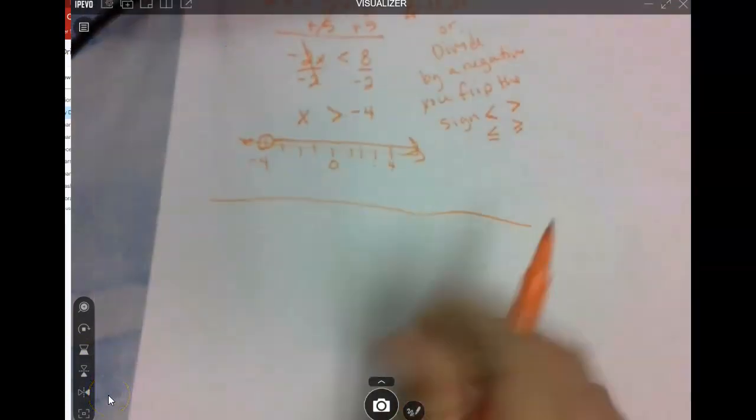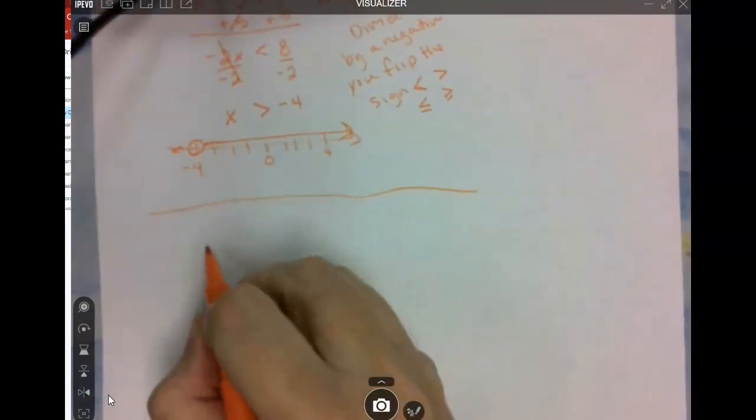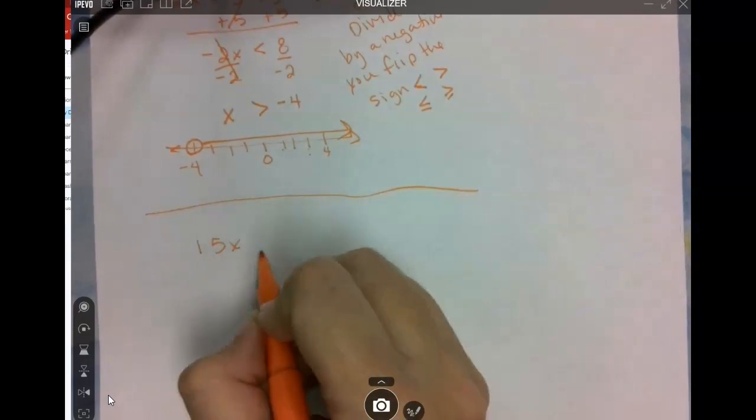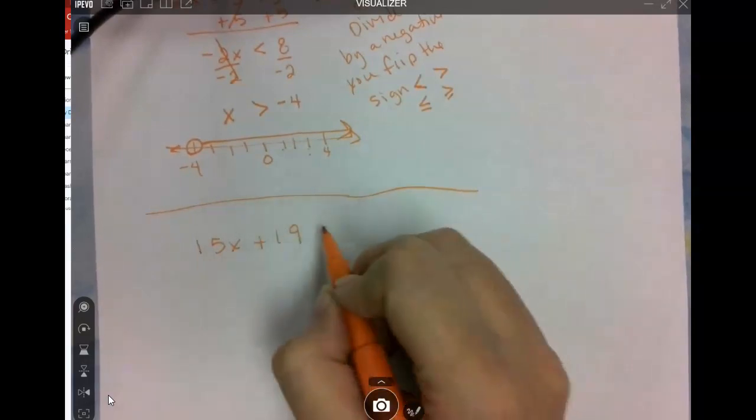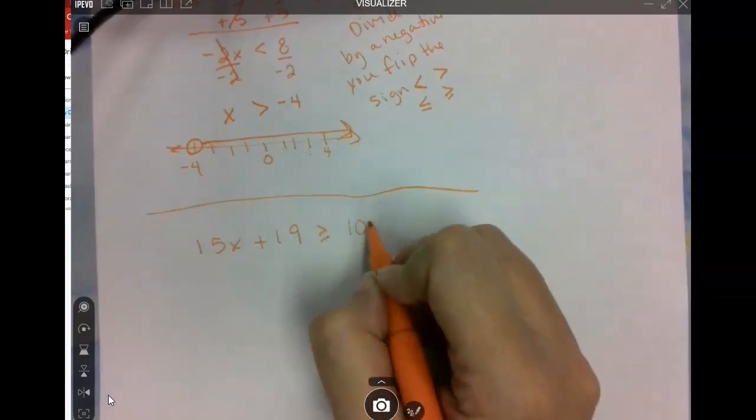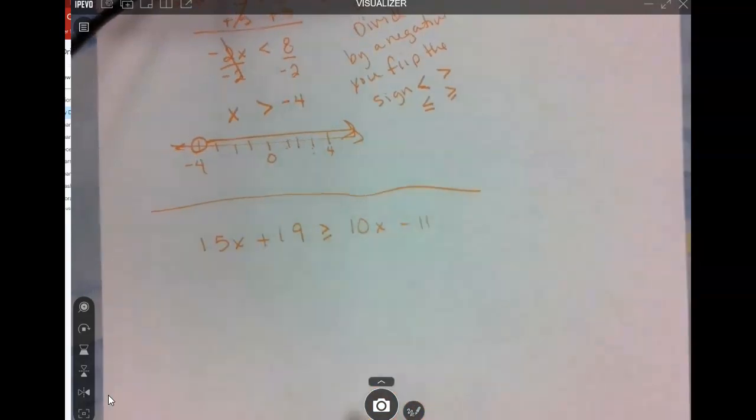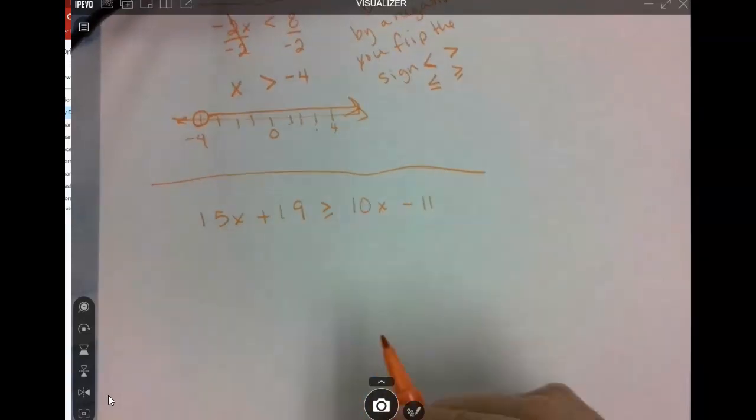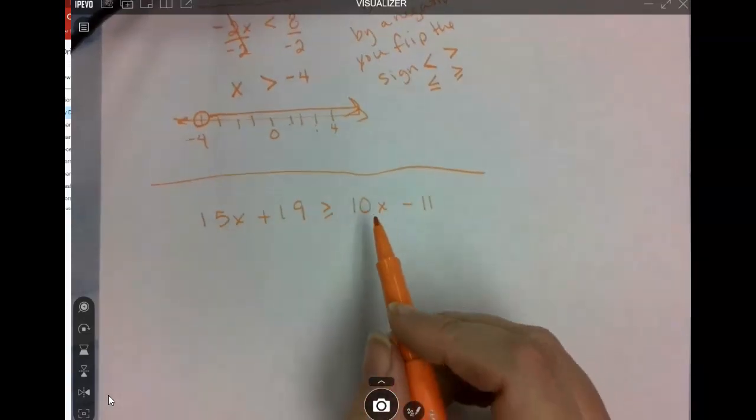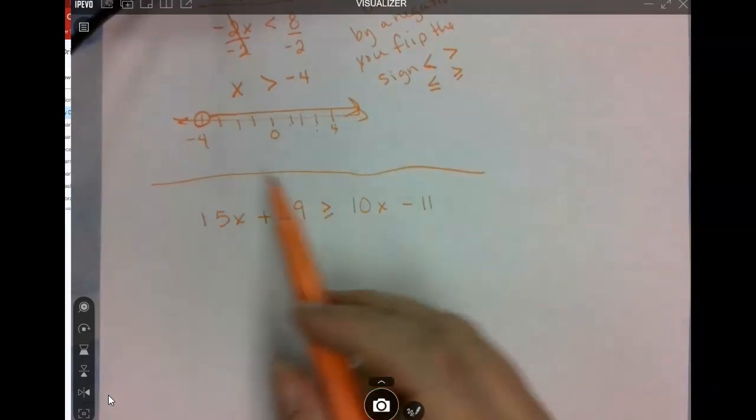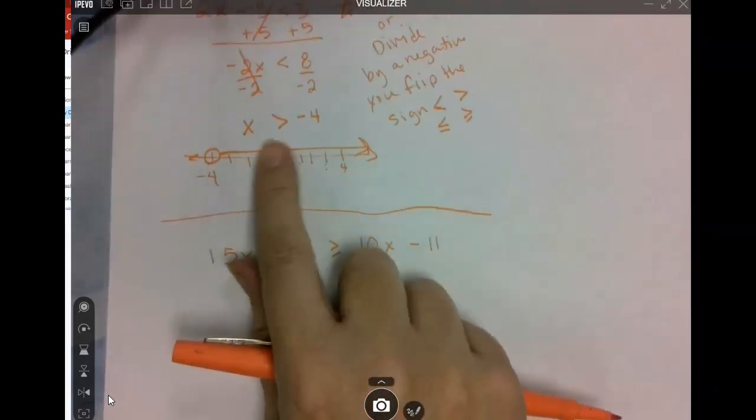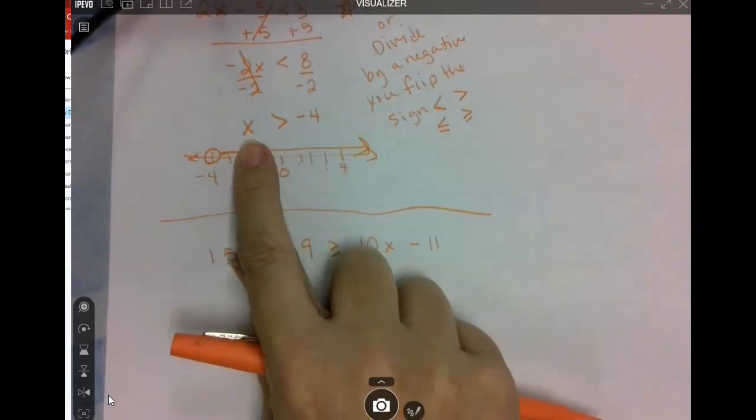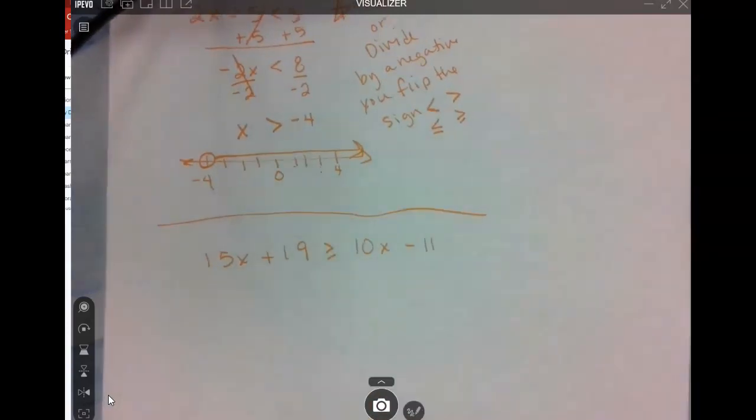Is going to be 15x plus 19 is greater than or equal to 10x minus 11. Now this one is different because it's got x's on both sides. So the first thing I want to do is get the x's all on one side, and I really want them to be on this side because all the ones we've done have the x on this side. That's the way we've got it set up.